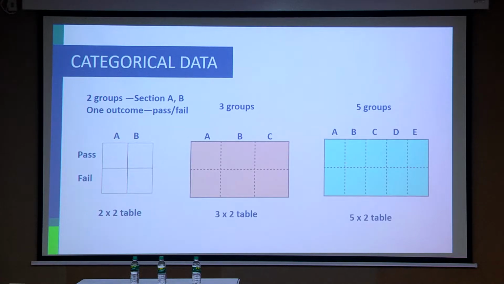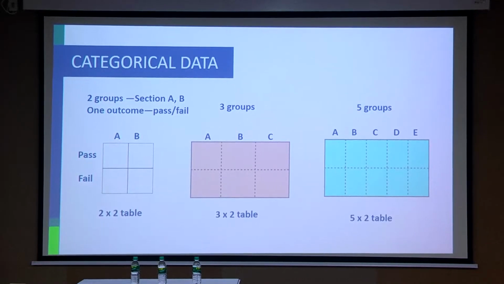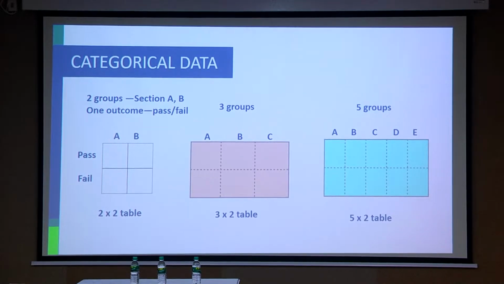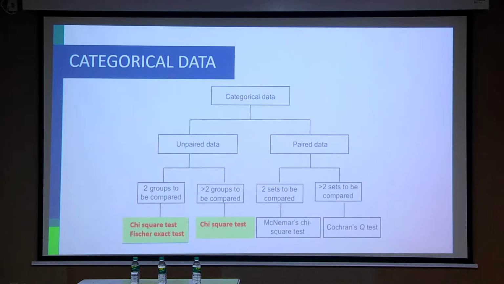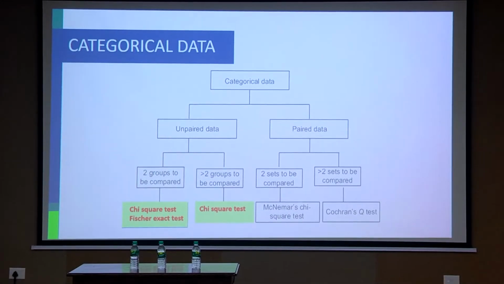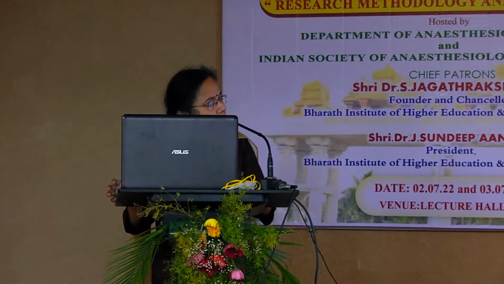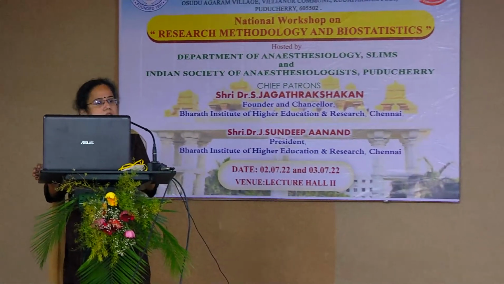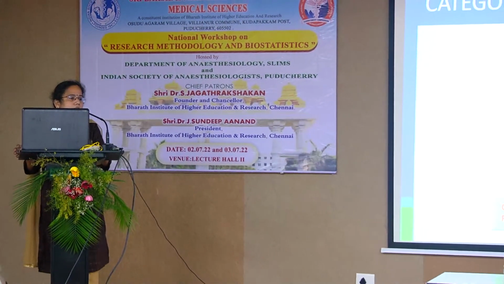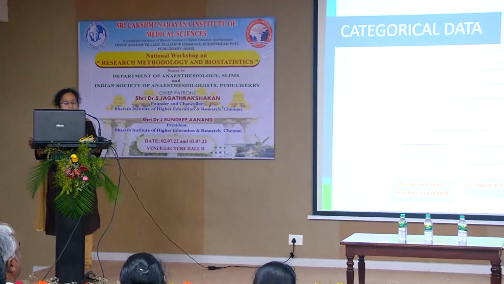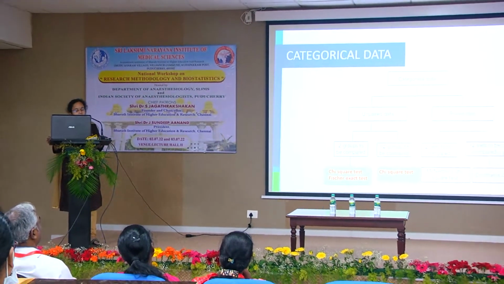Before analyzing the data, we have to tabulate the collected data using a contingency table, depending upon the number of items. If there are 2 groups, we use a 2-by-2 table. If there are 3 groups, we use a 3-by-3 table. To analyze categorical variables, normally we use the chi-square test and its variants. If it's paired data from the same individuals, we can use either McNemar's test or Cochran's Q test. If it's unpaired data, collected from different individuals, we can use either the chi-square test or Fisher exact test.